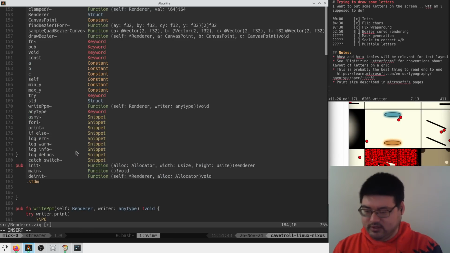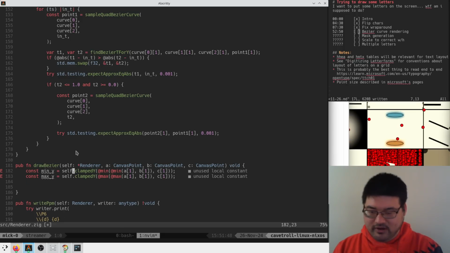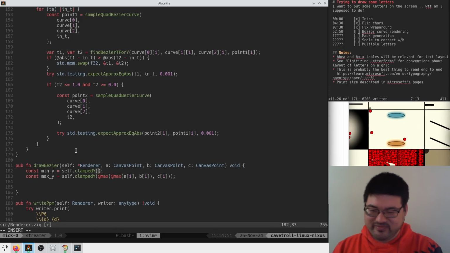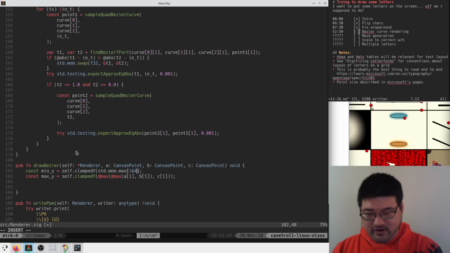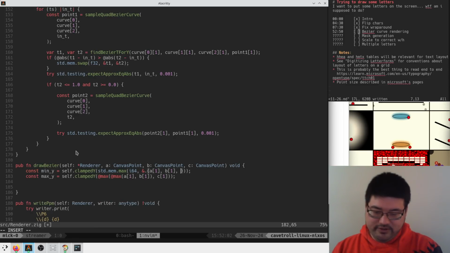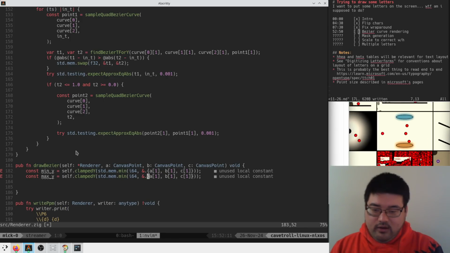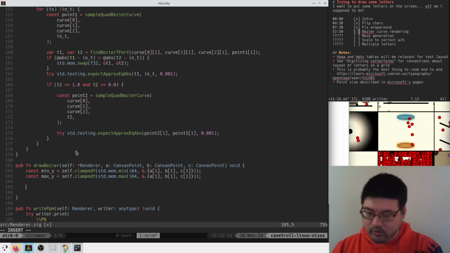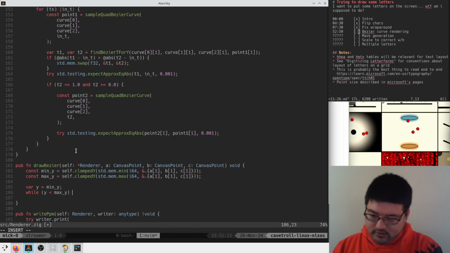Is there a std mem max? Oh yeah, there is. Hell yeah, let's just do it that way. std mem max of i64 of a1, b1, c1. Okay, and this should actually be min. I can read. Max y is the same thing, but with max. We're going to start at y equal to min y, right? And we're going to say, while y is less than max y.